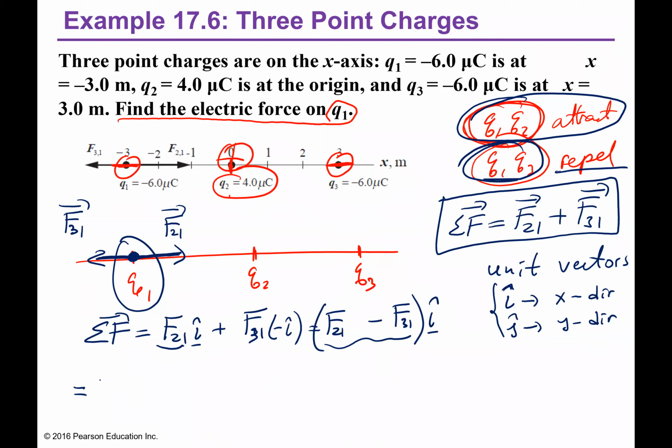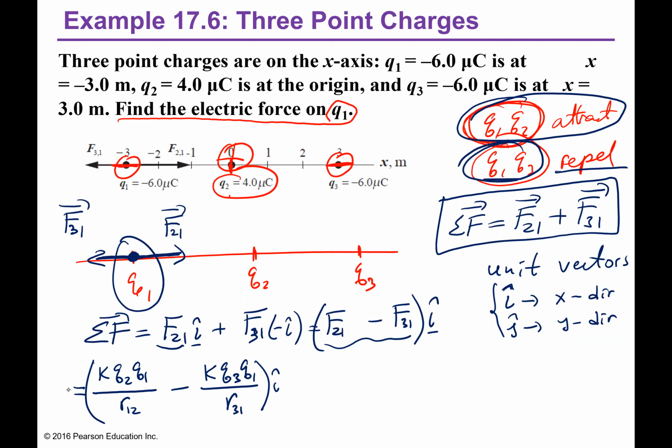So what is F21? Well, F21 is K Q2 Q1 over distance R12. Then minus, well, what is F31? Well, it's K Q3 Q1 divided by R31. That means the distance between charge 1 and 3. Then I hat is just their direction.